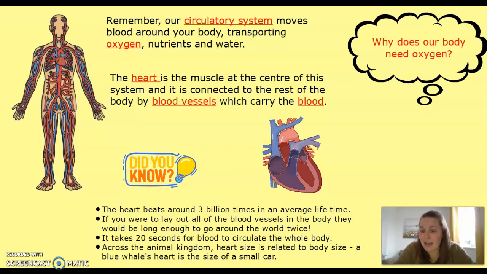And then thinking about other animals. So last week we recapped on the animal groupings and we remembered that as humans, we are mammals. But within the animal kingdom, heart size is related to body size. So for example, a blue whale, one of the most massive animals, has a heart the size of a small car. And you'll remember from last week that our heart is the size of our fist and situated just slightly to the left of the centre of our chest.